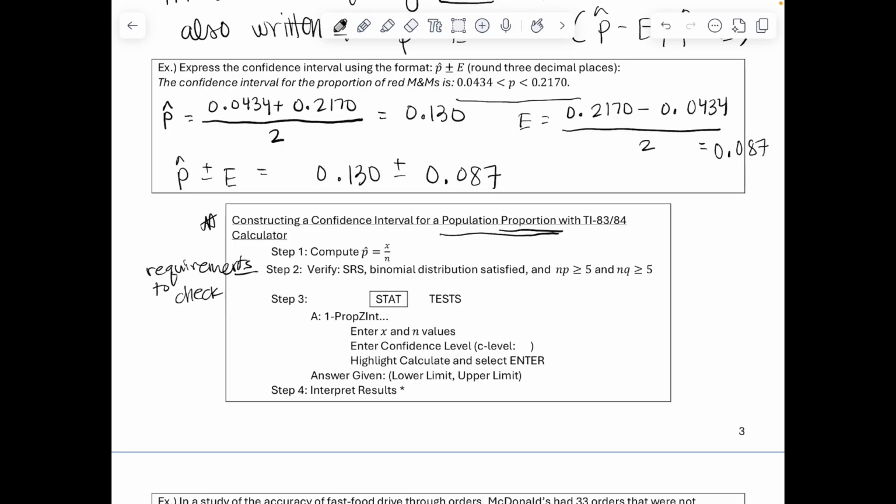Step 3, you're going to find your Stat button, scroll right to Test, and then find 1-PropZInt. You're going to enter in your x and your n value, your confidence level, which they call C-level, and then highlight calculate and select enter. The answer is going to give you your lower bound, comma, your upper bound. And then one of the big things you need to do is interpret your results. And so interpreting again means to talk about.